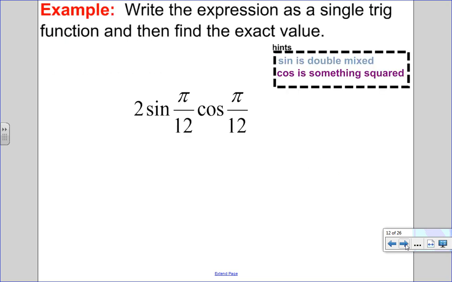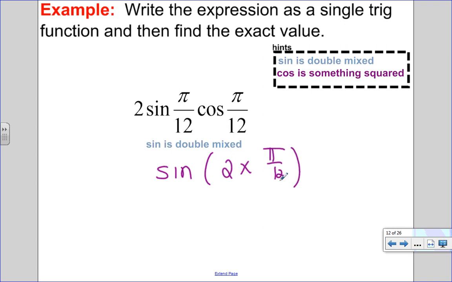Okay, next one. I want to write it as a single trig function and find the exact value. So this looks like a double angle identity. So 2 sine cos. So sine is something double mixed. So I know this is a sine double angle, which means it's sine of 2 times the angle. It's a double angle identity. So these are just applying all the formulas. So sine of 2 times pi over 12 is pi over 6. And I know that sine of pi over 6, which is 30 degrees, that's just a half.